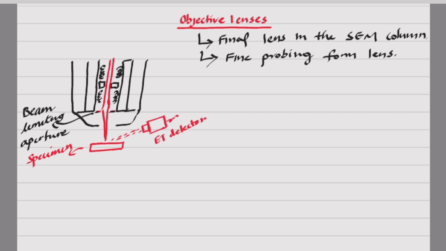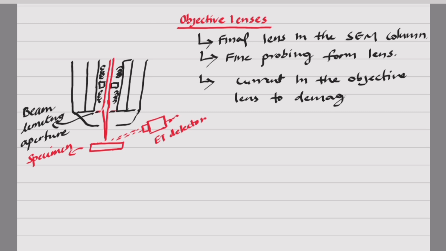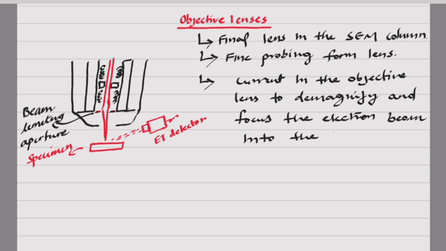These objective lenses can be controlled by focusing with the knobs during SEM operation. The fine probe can be adjusted by controlling the current in the objective lens, to demagnify and focus the electron beam onto the surface of the specimen.